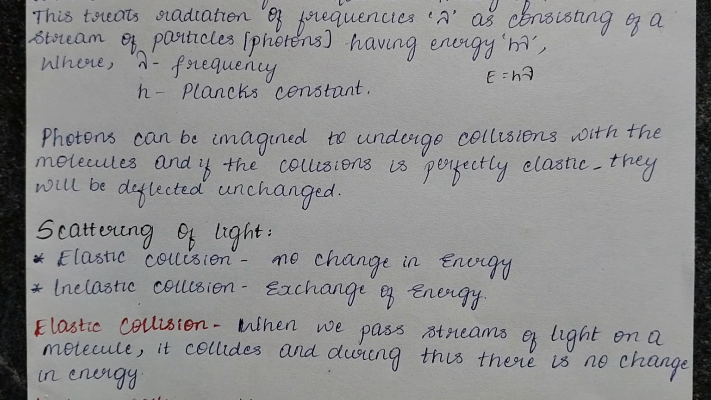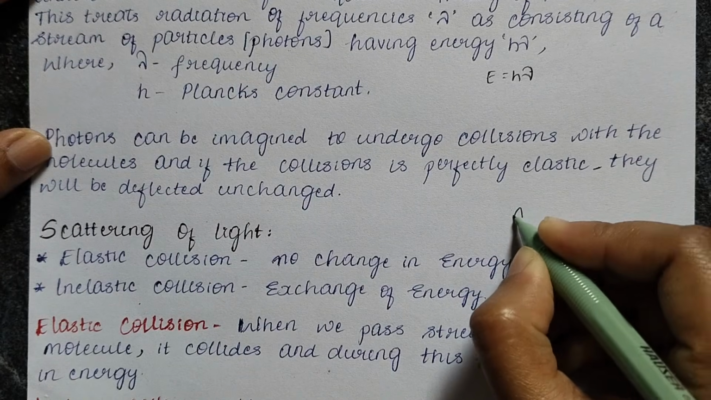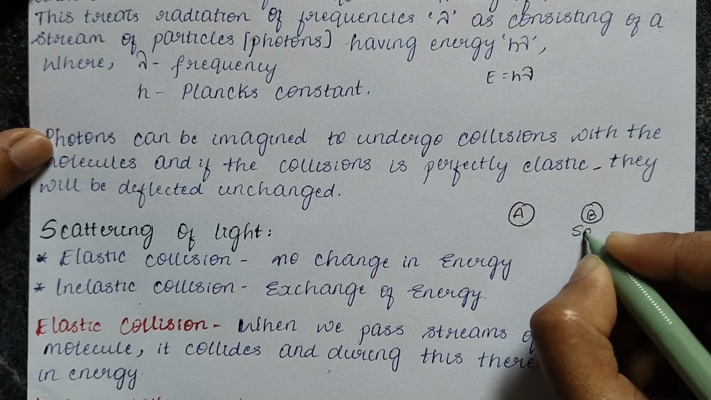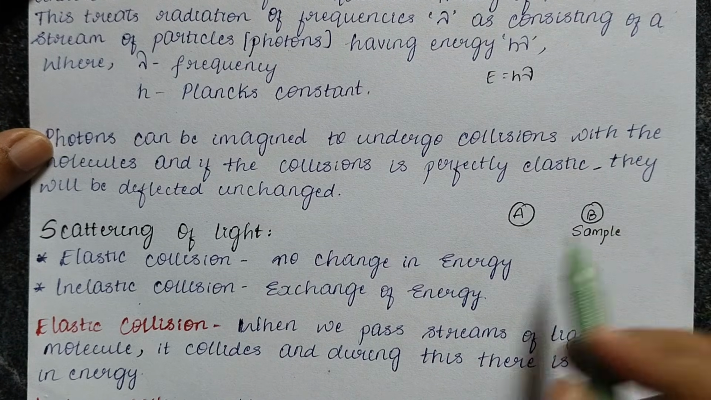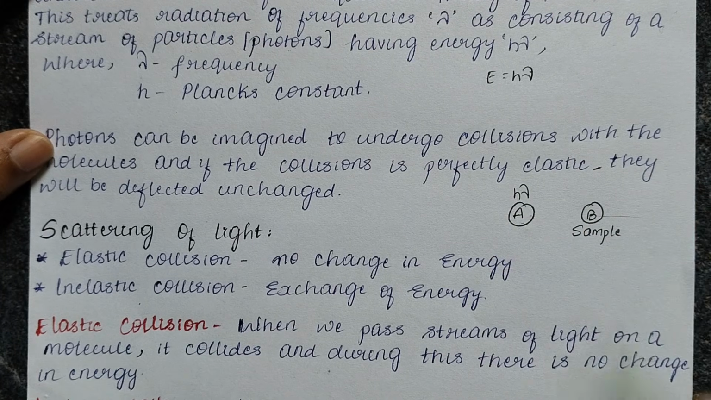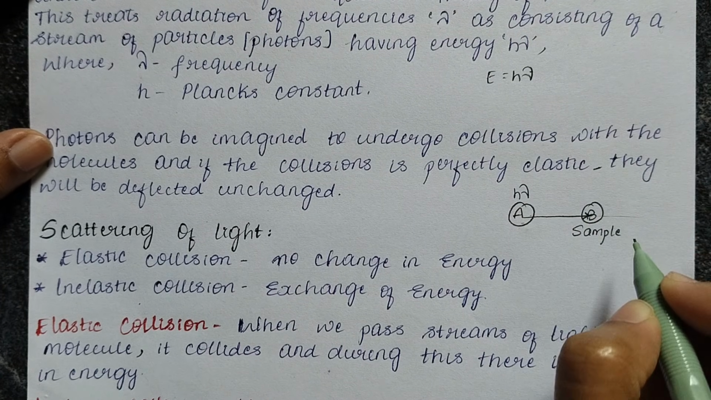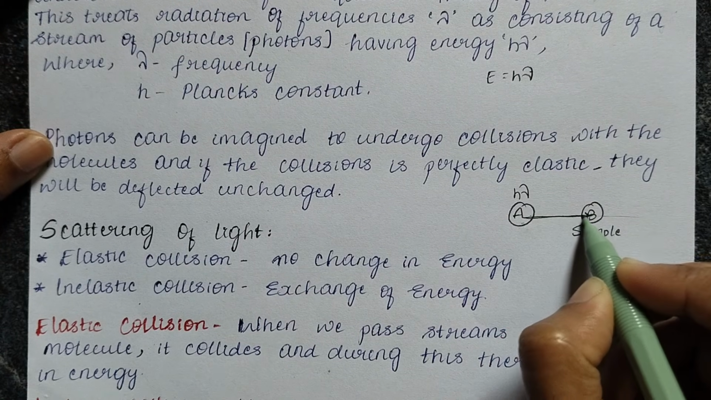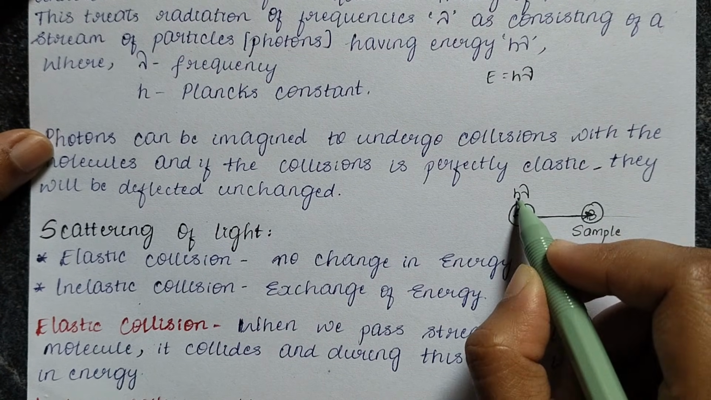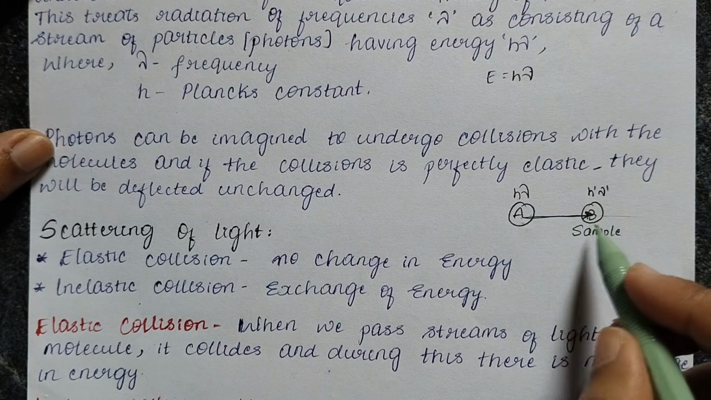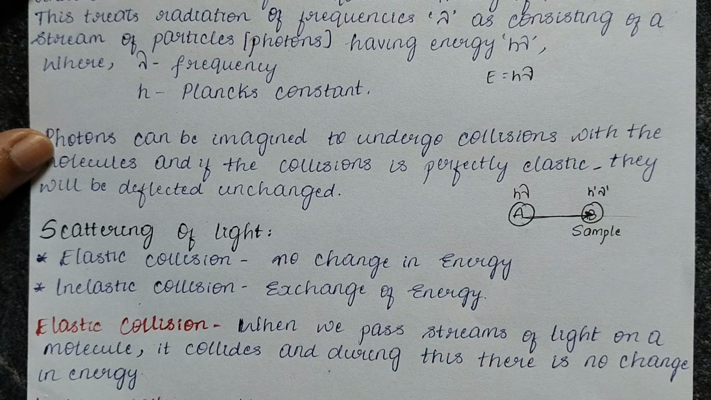When we pass a stream of light on a molecule, it collides, and during this collision there is no change of energy. For example, here we'll consider an atom or a photon. We'll consider a photon A, and here is another molecule, or let us consider this as a sample. During the course of motion, let us consider that the photon has an energy of h nu. When this photon comes and hits a molecule, if this collision is an elastic collision, then there will be no energy exchange. That is, A will possess h nu, and the energy present in B is h dash nu dash. This will be the energy which is present as it is, and there will be no exchange of energy.